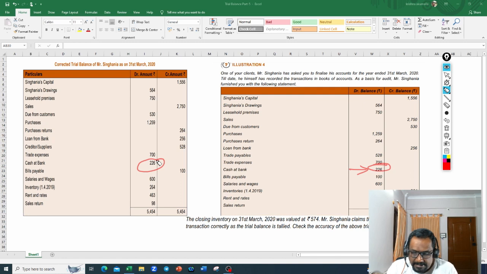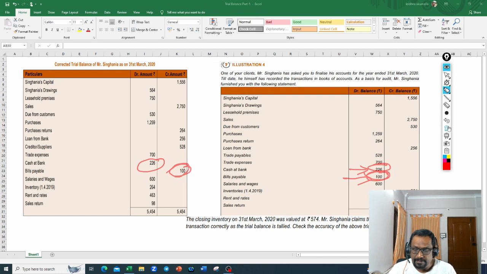Next, bills payable 100, accounted in debit side by him. Payable is a liability. It is supposed to be shown in credit side of the trial balance. But where is it shown? Debit side. That is wrong. So we rectified that and kept it in credit side of the trial balance. Are you clear now? This 100 is supposed to be in credit side. We kept it in credit side, but he accounted in debit side.